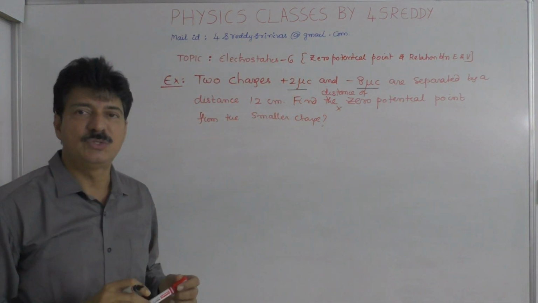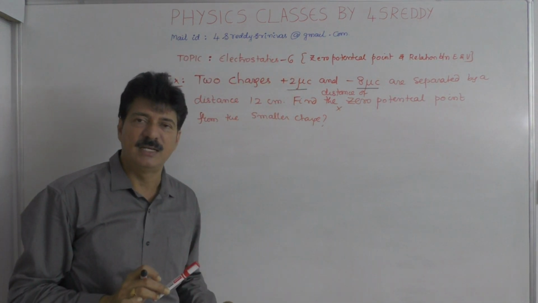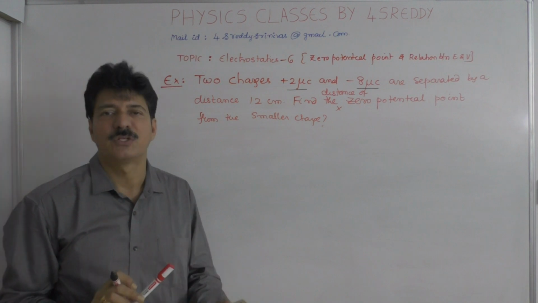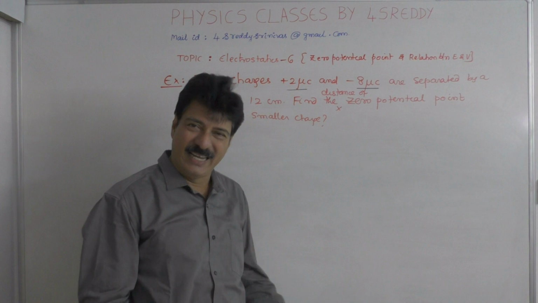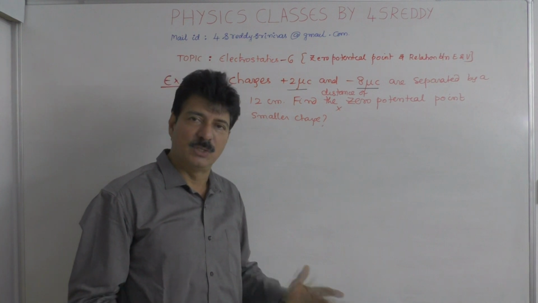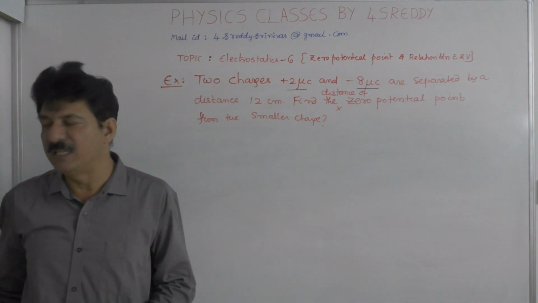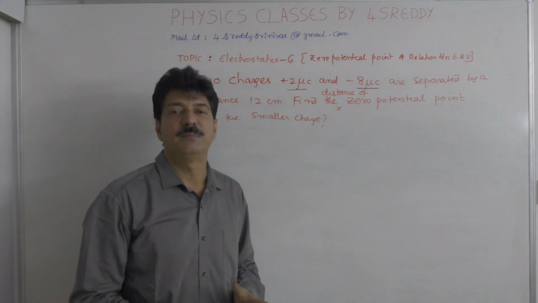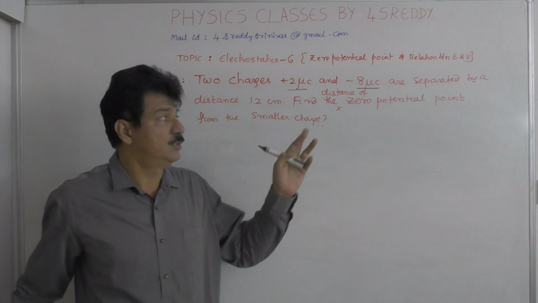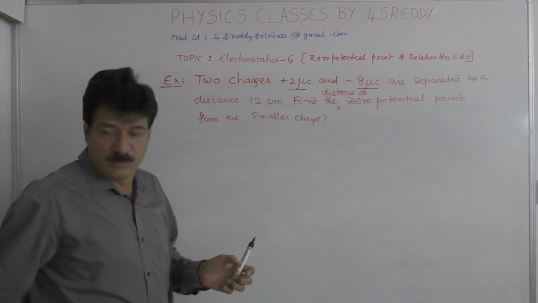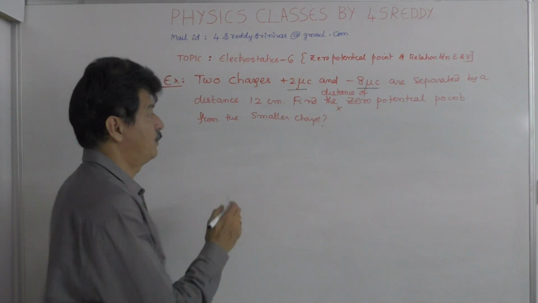First fundamental thing here, if you can observe, this is plus 2 and this is minus 8. So these two are unlike charges. So definitely zero potential point will exist. Suppose you are given plus 2 coulombs and plus 8, both positive or both negative. Then straight away there is no need to do anything. We can simply say zero potential point cannot exist. But here these two are unlike charges, so you can get the zero potential point at two places.